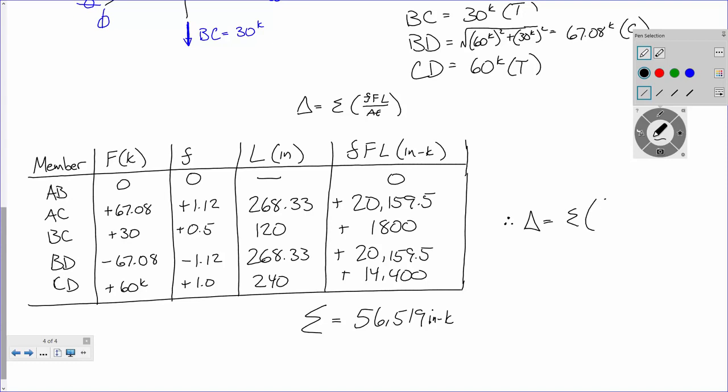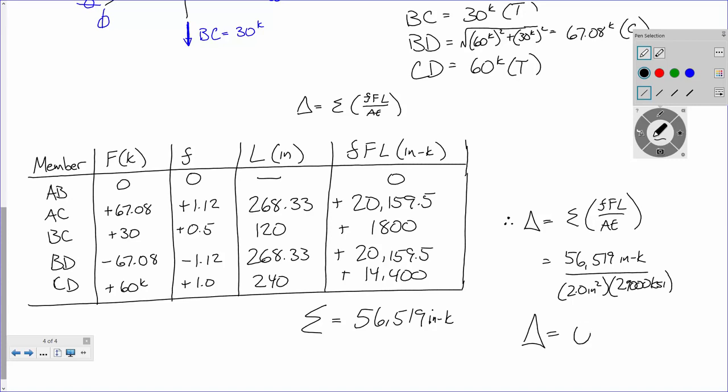It's the sum of little f, big F, L over AE, which is just 56.519 inch kips over 2.0 inches squared, 29,000 KSI. And what is delta? That's not too bad, is it?